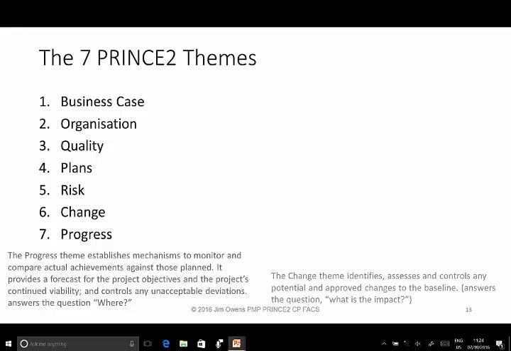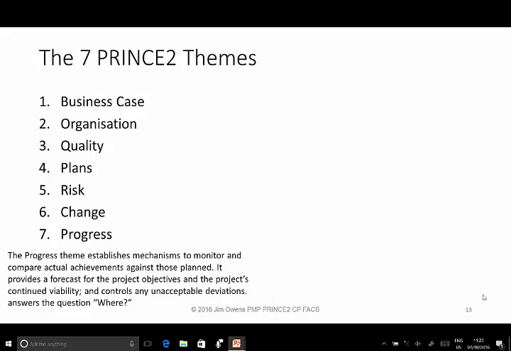Theme number 7, Progress. The Progress theme establishes mechanisms to monitor and compare actual achievements against those planned. It provides a forecast for the project objectives and the project's continued viability, and controls any unacceptable deviations. It answers the questions: where are we now, where are we going, and should we continue the project?